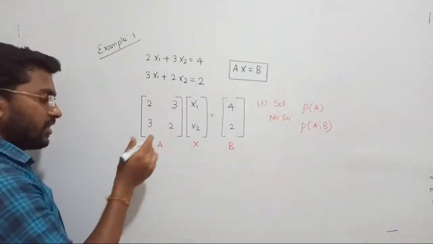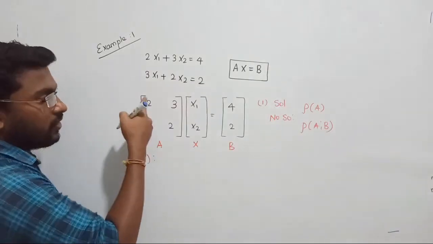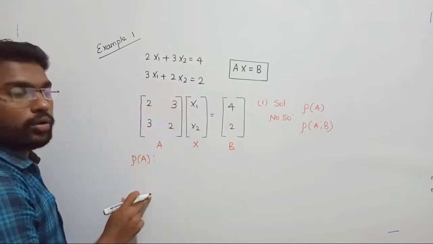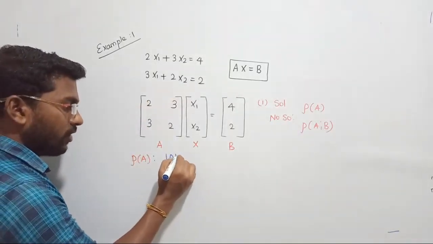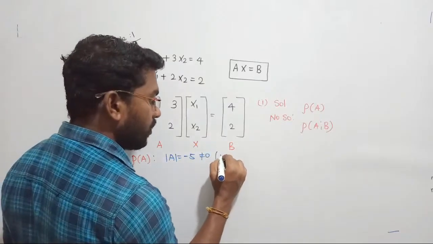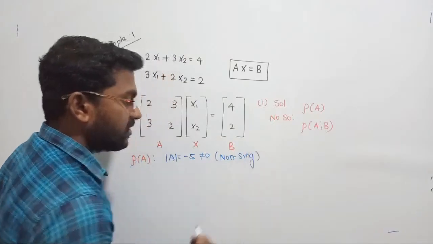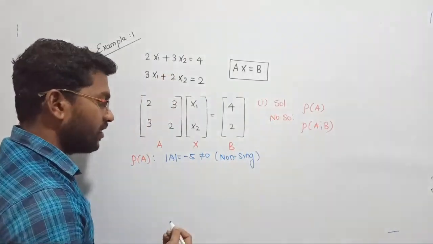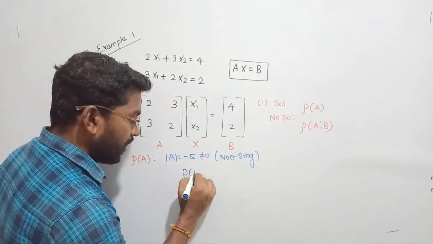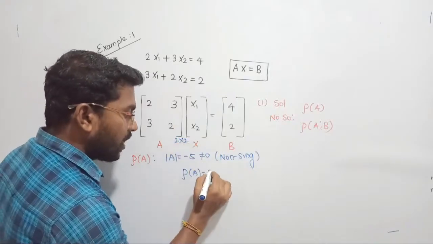So in that procedure, if I am looking for the rank of the matrix, then find the determinant. 2 cross 2, 4. 4 minus 9 equal to minus 5. It is not equal to 0. So the given matrix is a non-singular matrix. That is the first conclusion. If it is non-singular, then for a non-singular matrix, the rank of the matrix should be simply equal to the order of the matrix, whereas the order of the matrix is 2.